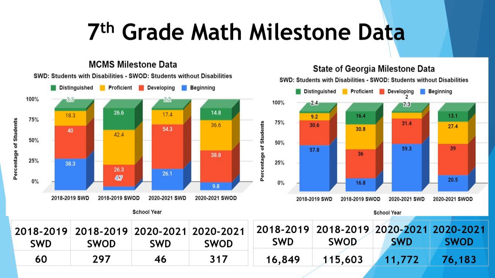Looking at the last column in 2020-21 for students without disabilities, MCMS students outperform the state in all areas, specifically the proficient level where MCMS held 36.6% proficiency and the state held 27.4%.